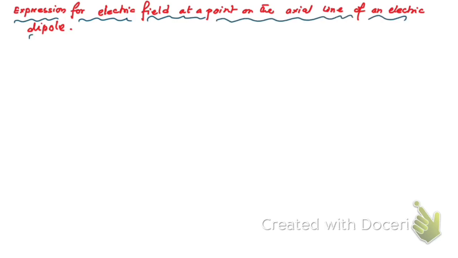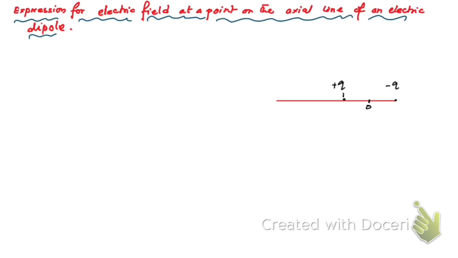So first let us consider an electric dipole. Suppose we have an electric dipole. Let me first take these two charges. This is the positive Q charge and this is the negative Q charge, suppose. This is the axial line of the dipole, and this is the center of the dipole, and the charges are separated by a distance 2a.